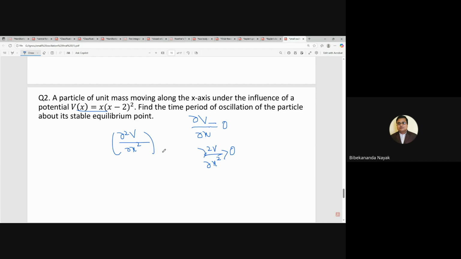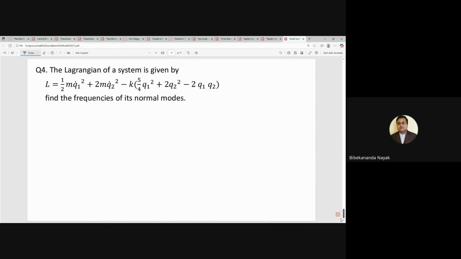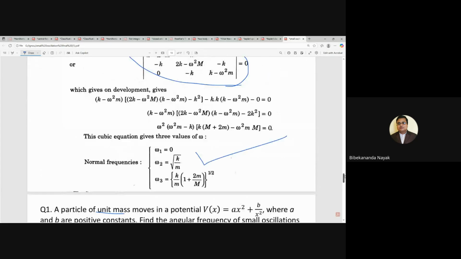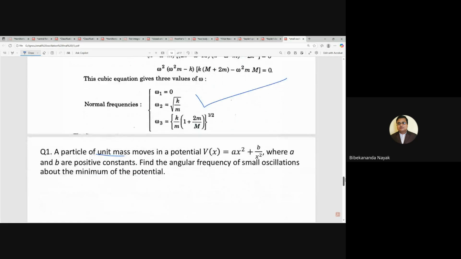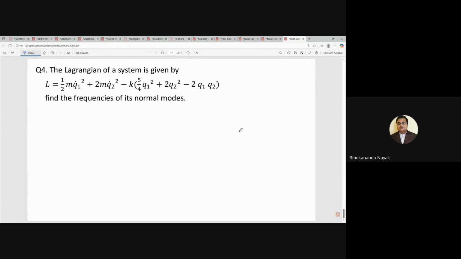At that point x0, take del square v by del x square, divide by m, and take the root. This is your omega. Okay. So try this problem by yourself and tell me in the next class whether you get the answer or not. Basically, these are in our 1-2 unit in the MPH-2 paper.